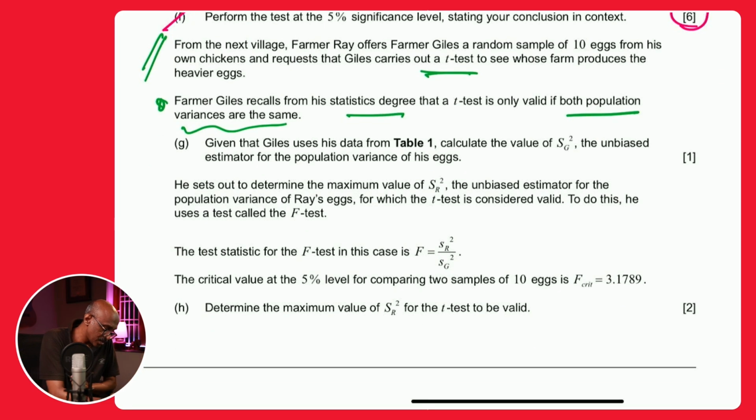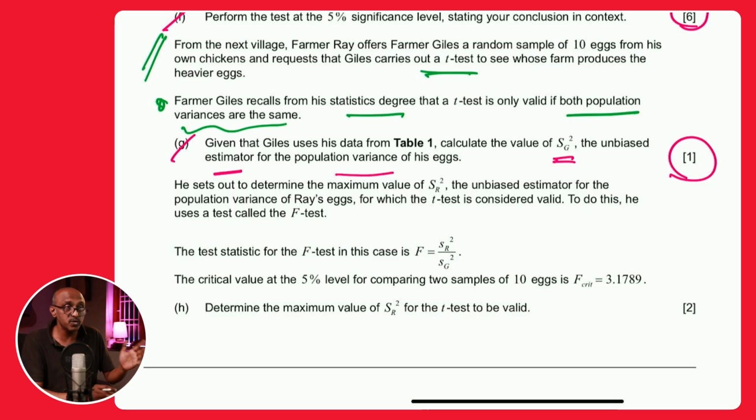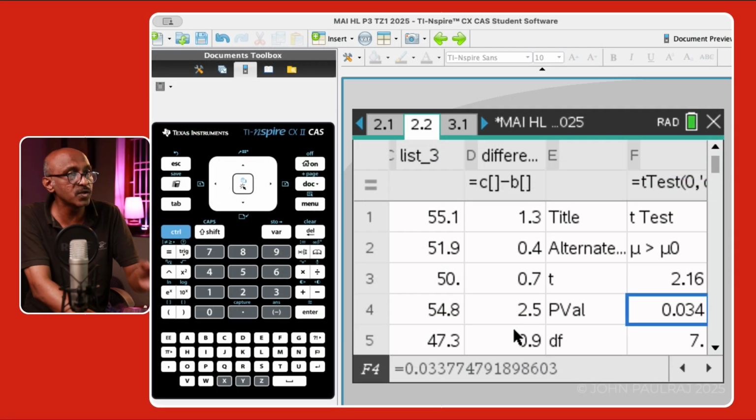So what is the question now? The question says, given that Giles uses his data from table 1, good that we entered in the calculator, calculate the unbiased estimator for the population variance for his X. This is just 1 point, okay? So clearly we can just jump to the calculator. We can use the one variable statistics on the calculator. I'll just show you, and then I'll show you how to write that on the exam. So here we go.